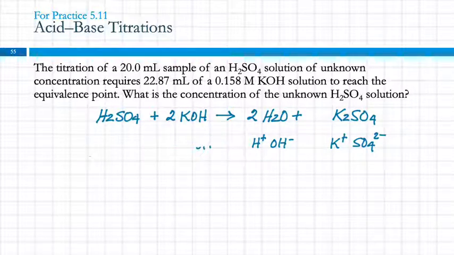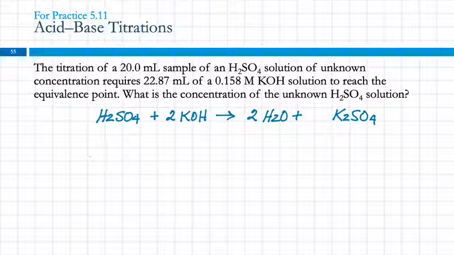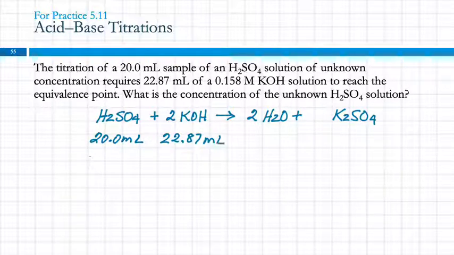So I don't really need this part anymore, so I'm going to get rid of that. Now that I have my balanced chemical equation, I'm going to take those numbers and write them underneath. So it says I have 20 milliliters of H2SO4. So 20 milliliters of that. And it says I have 22.87 milliliters of KOH, and that the concentration is 0.158 capital M, moles per liter.